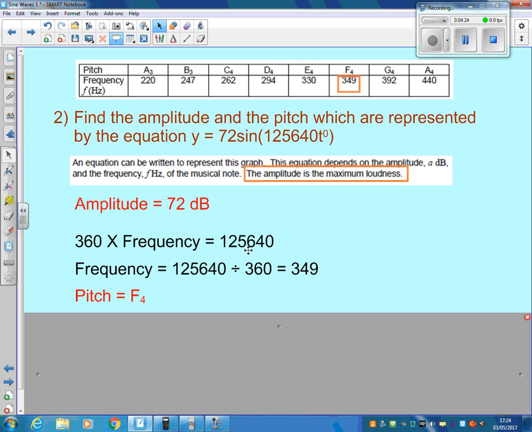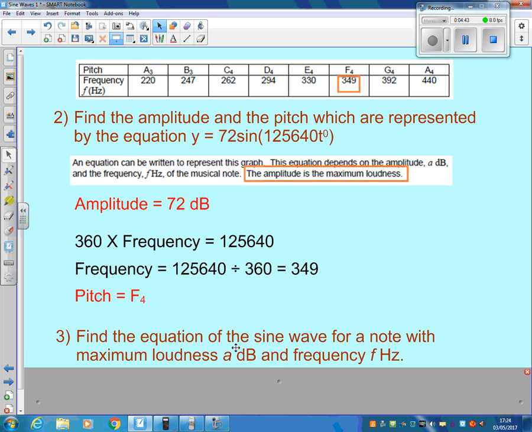Now the other thing that you might be asked to do is to generalize things. Notice it's saying up here, this has come from the data sheet, an equation can be written to represent this graph. This equation depends on the amplitude A decibels, frequency f hertz of a musical note. So what if we wanted the general equation of a sine wave, a note with maximum loudness A decibels and the frequency of f hertz?